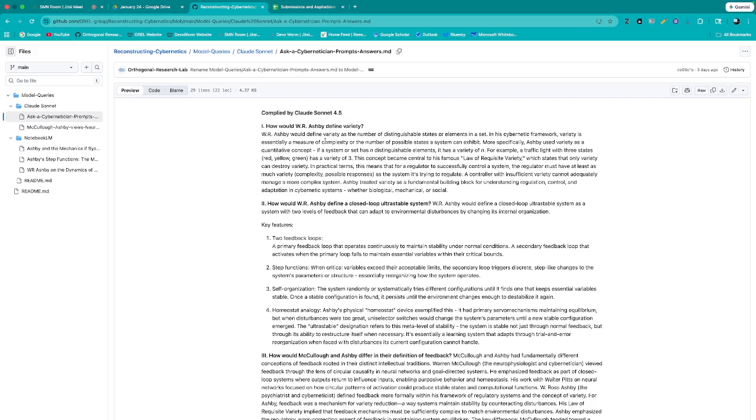Then the second prompt was, how would W.R. Ashby define a closed-loop ultra-stable system? And then the answer to that prompt is that W.R.